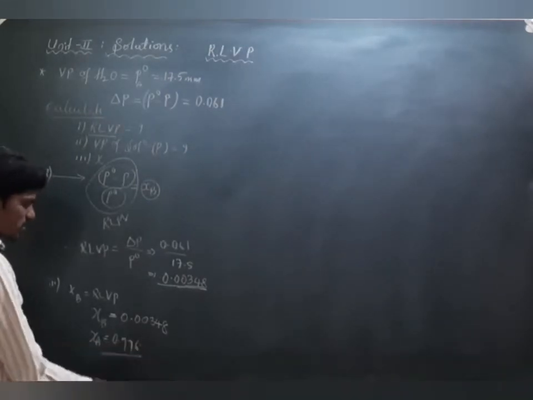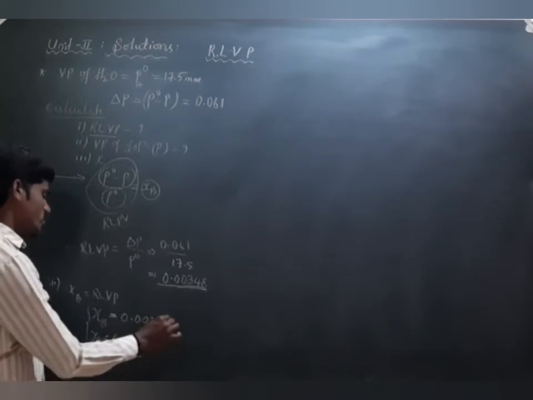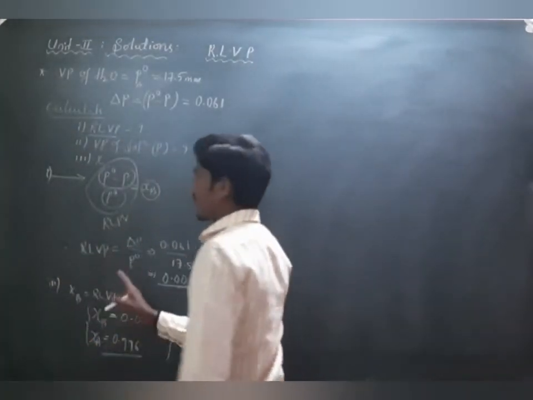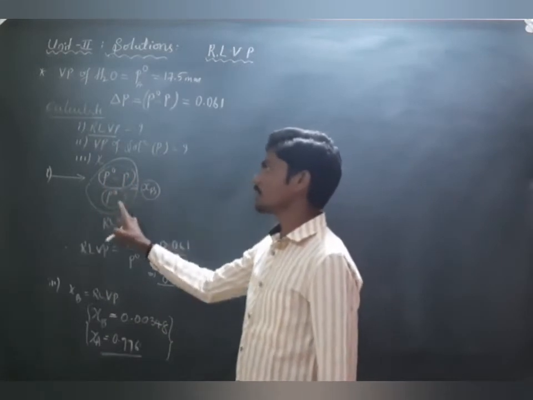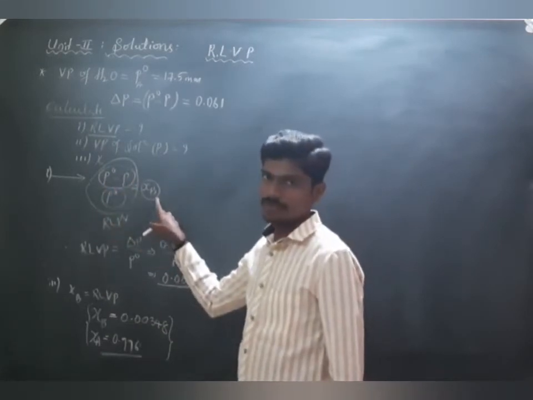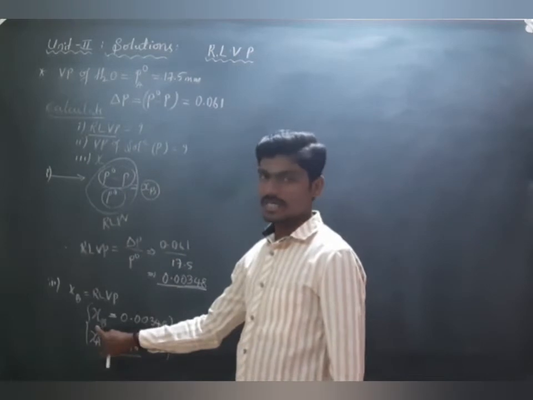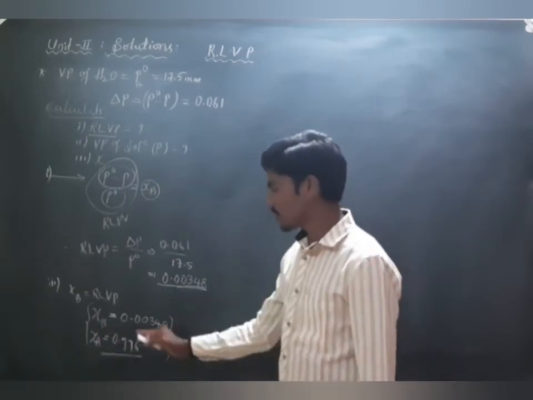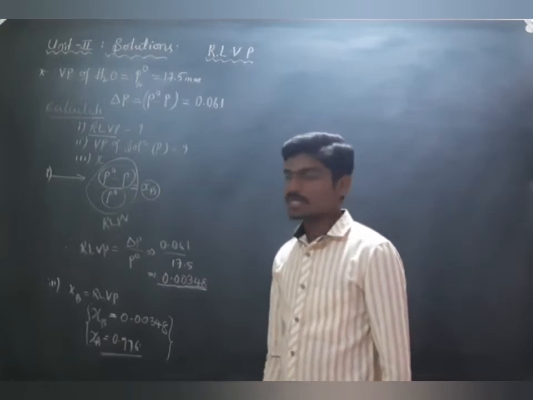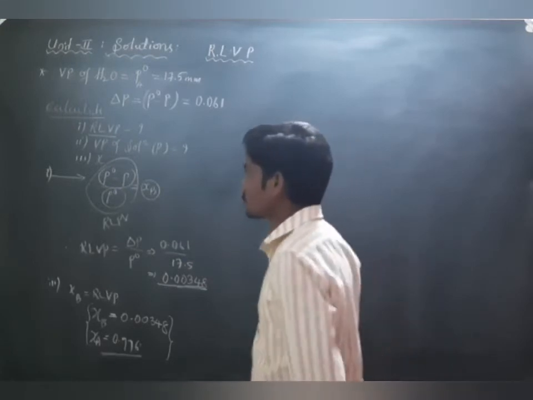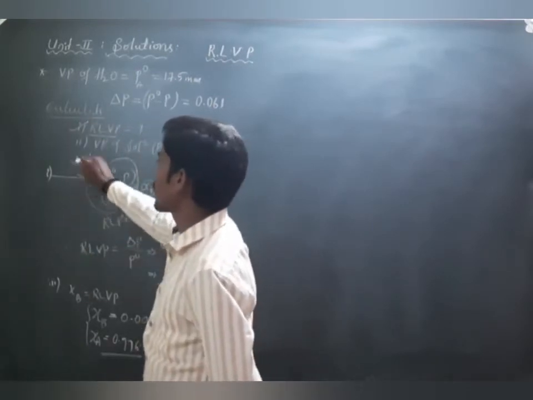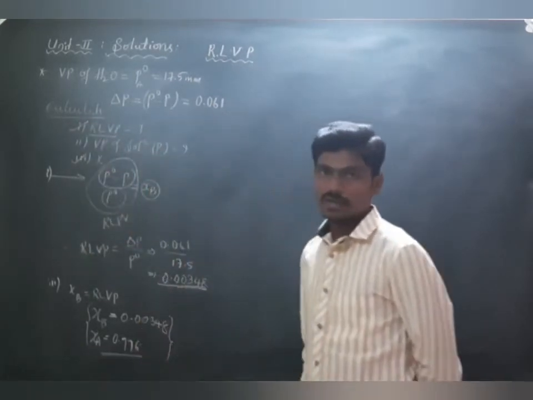So these are the answers we are getting. We have calculated the mole fraction of solute and solvent directly. RLVP is nothing but the relative lowering of vapor pressure, which is equal to XB. Once we get the XB value, XA is calculated very easily, because XA plus XB is equal to 1. So RLVP, XA and XB are all calculated.